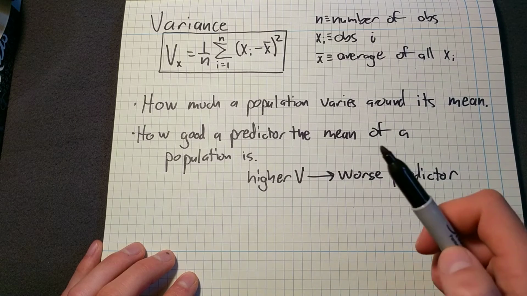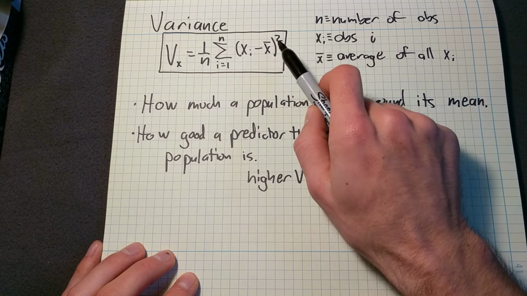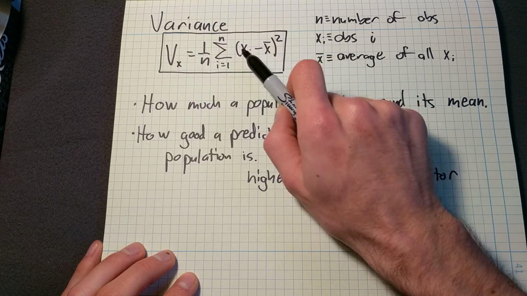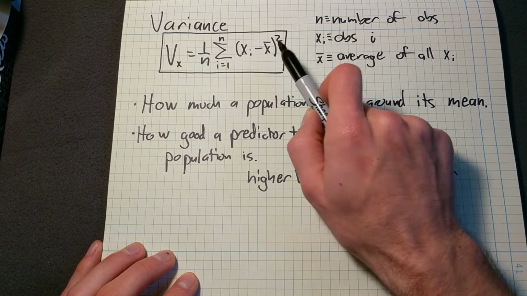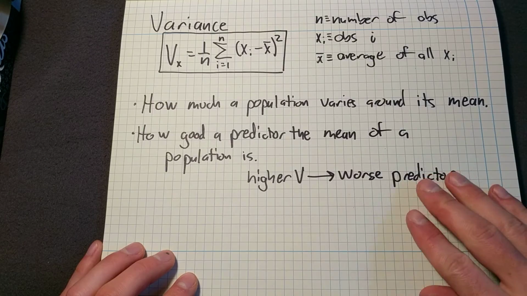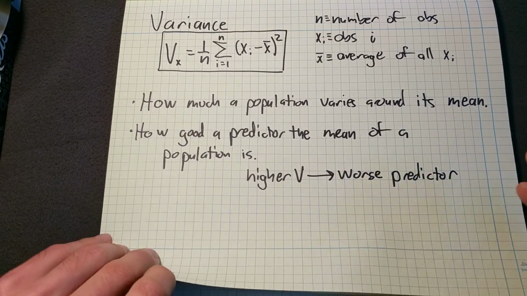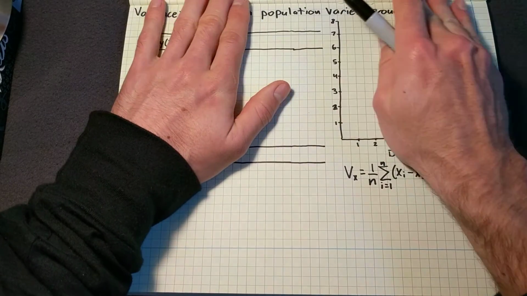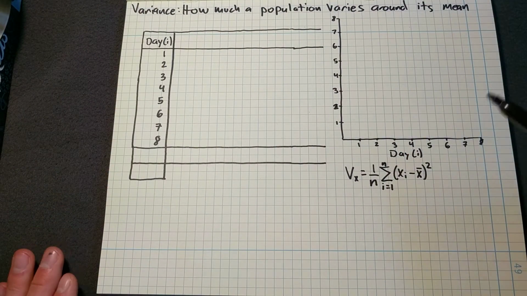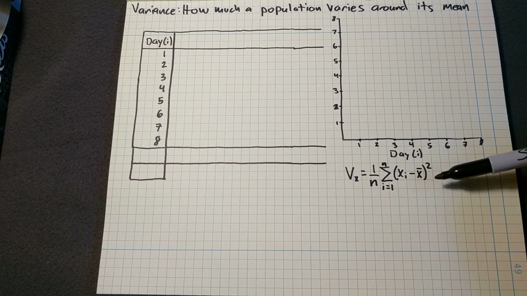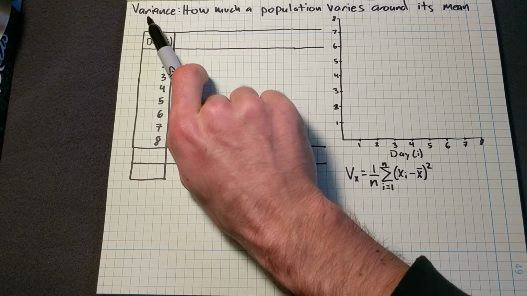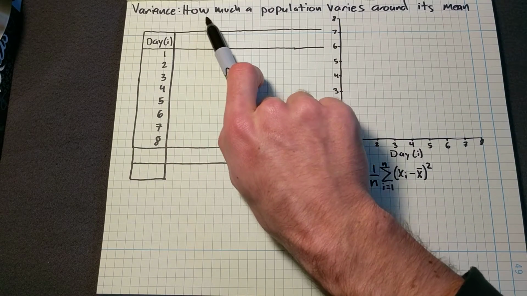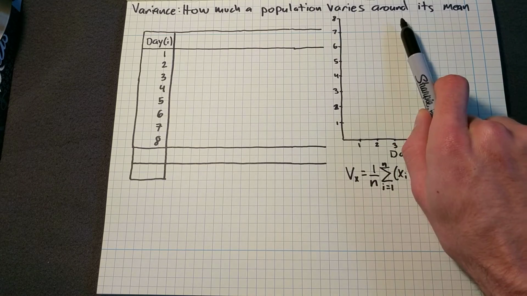So in this video, we're going to examine what the effect of using this squared term here in the variance has, and the reason why we do that. So I've already started a page here where I've rewritten the variance equation, and then the definition that I like to use is how much a population varies around its mean.